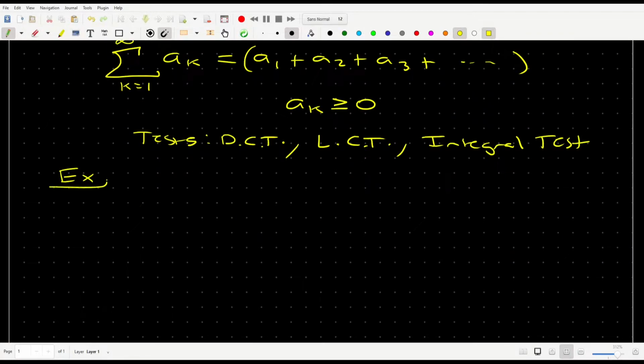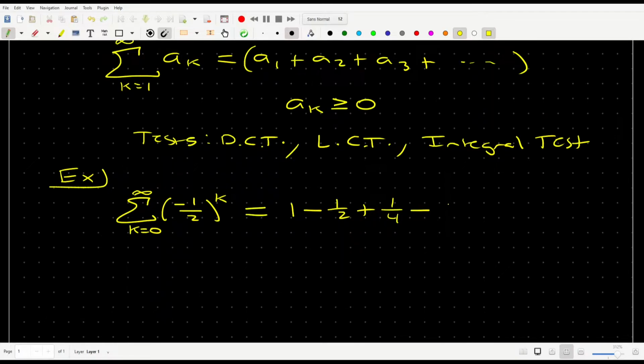So to give you an example, if you take a simple geometric series, the sum of (negative 1/2) to the k, for k from 0 to infinity, this is going to be negative 1/2 to the 0, which is just 1, minus 1/2, plus negative 1/2 squared, which is going to be positive 1/4, then minus 1 over 2 cubed, and so on and so forth all the way to infinity.